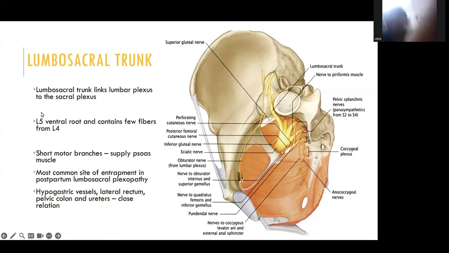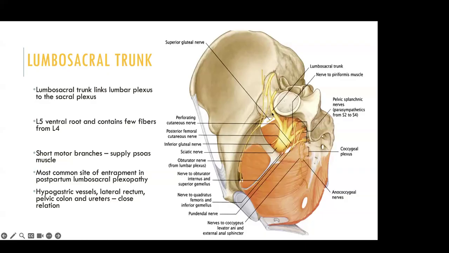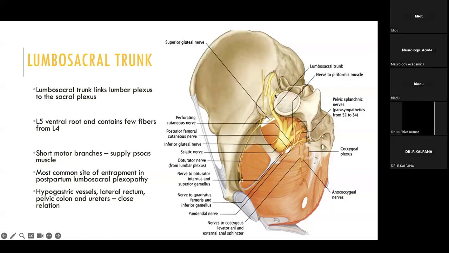And coming to the lumbosacral trunk, it is formed by the fusion of majorly L5 and some contributions of L4, and it descends along the pelvic brim, and it supplies some motor supply to the psoas muscle. Mainly, the importance of the lumbosacral trunk is it gets compressed during normal vaginal delivery, causing lumbosacral plexopathy. And also, it is in close relation with hypogastric vessels, lateral rectum, pelvic colon and ureters. Involvement of these structures or any malignancies can also affect the lumbosacral trunk.